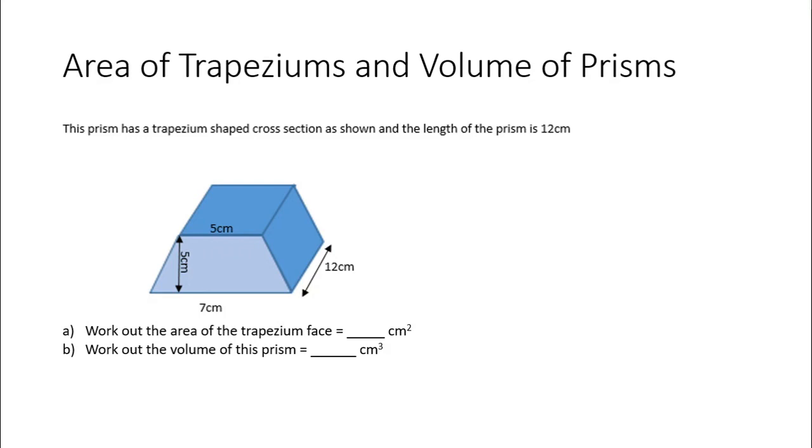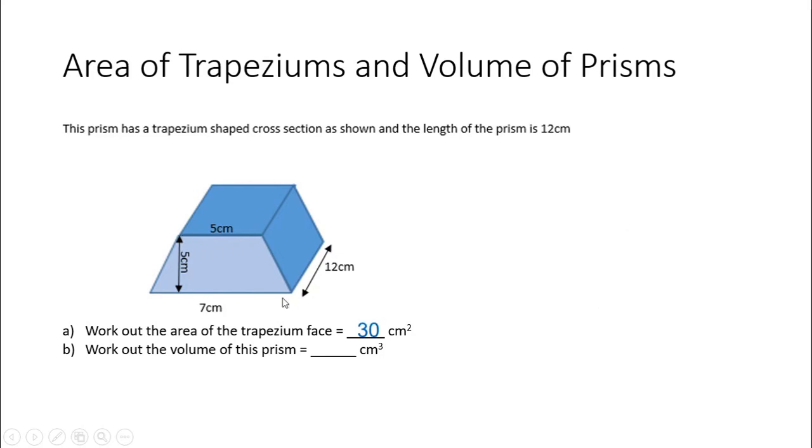So let's get started. We all know the formula for the area of a trapezium is the sum of the parallel sides divided by 2 times the height. Remember, that's the average length of the parallel sides. So that's going to be 5 plus 7 divided by 2 times the height of the trapezium, which is perpendicular to the base. That's 5 centimeters, not 12. So that's going to be 12 divided by 2 times 5, which of course is 6 times 5, which is 30 centimeters squared. So we know our trapezium face is 30 centimeters squared.